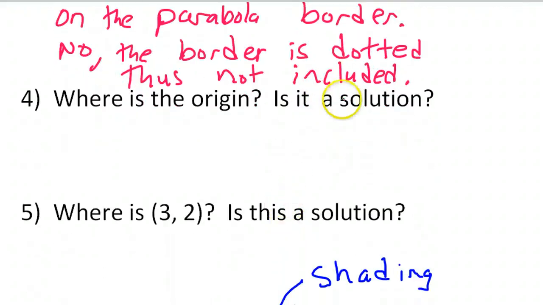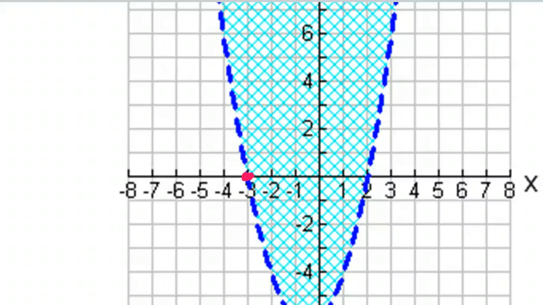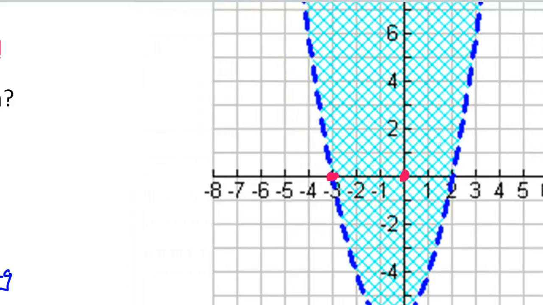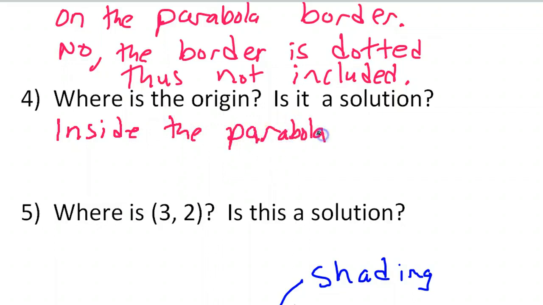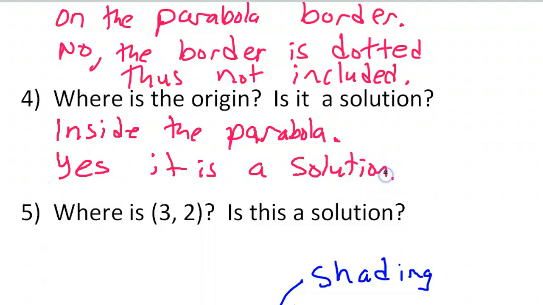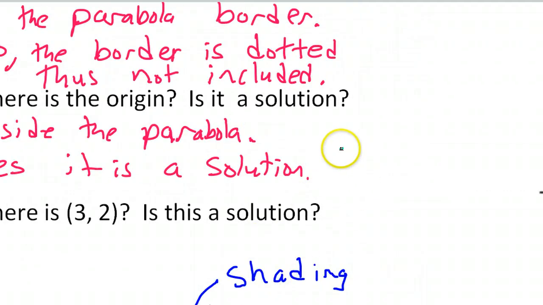Now, where is the origin? Is this a solution? Well, here's the origin right here. And yes, that's a solution. It's clearly within the shaded area. So where is the origin? Inside the parabola. And yes, it is a solution. And maybe I'll add on, it's in the shaded region.